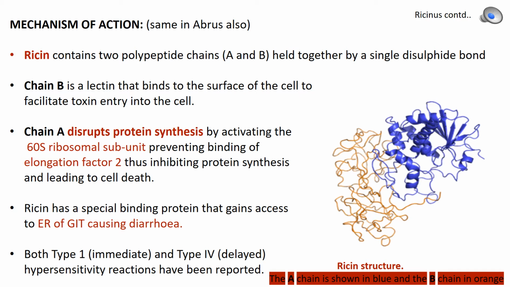So usually the ricin has a special binding protein that gains access to the cell, same thing. And lastly, both type 1 and type 4 delayed hypersensitivity have been reported with this.